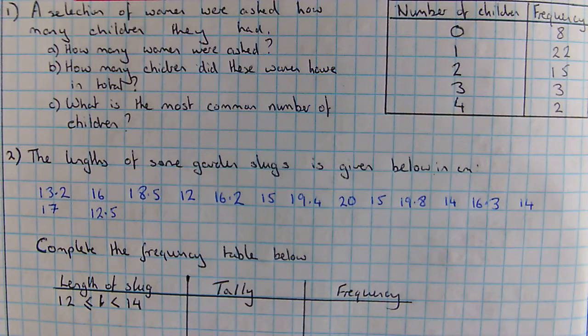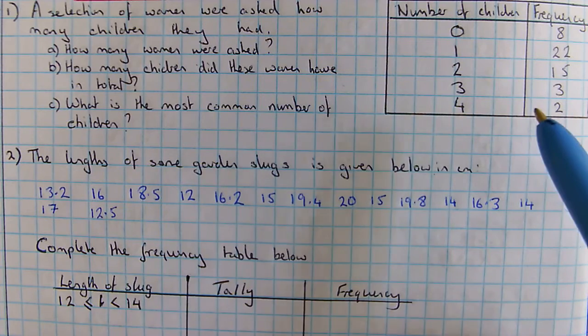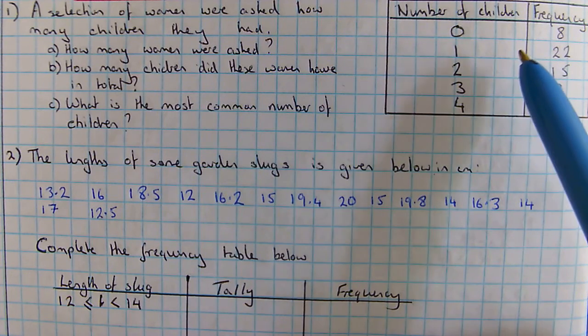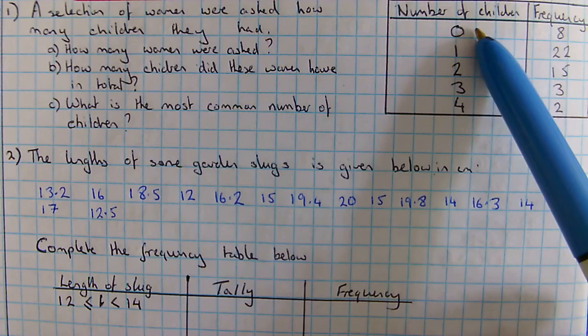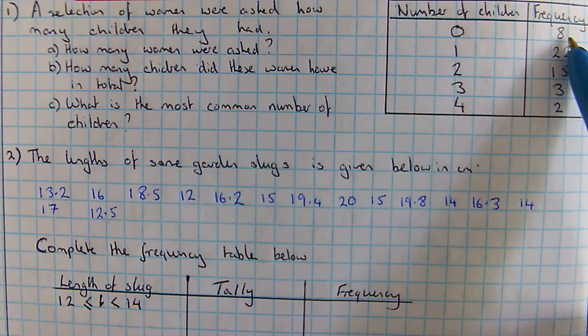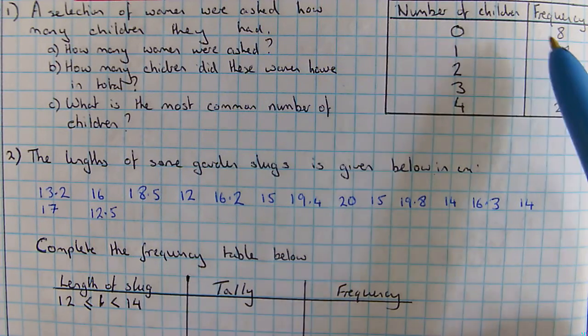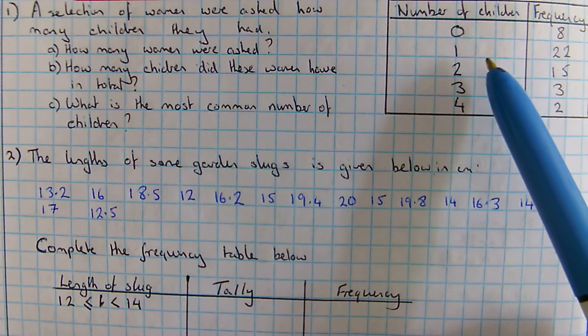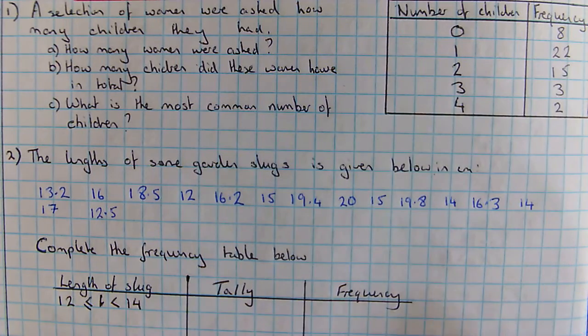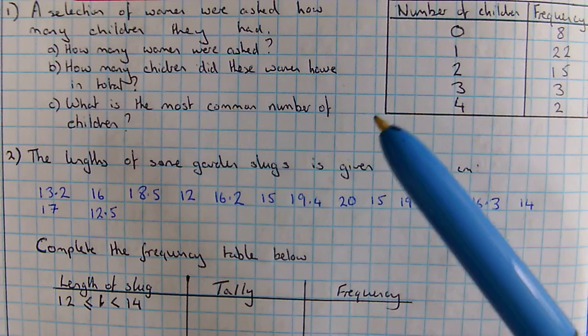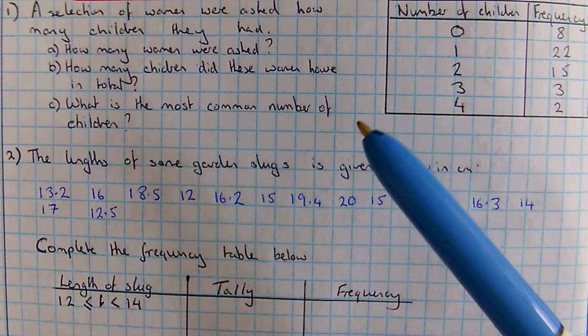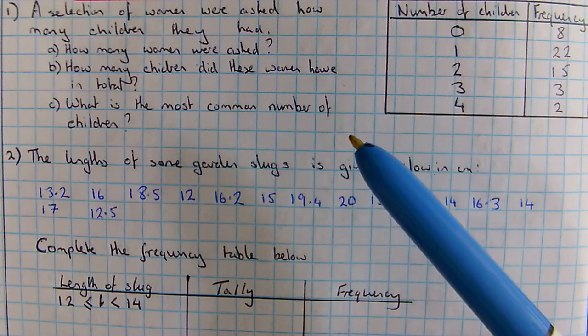Okay, there's only 2 questions for you to do in this exercise. The first is around interpreting this table here, which tells you the number of children each woman has got. So for example, here you've got 8 women who had 0 children. You had 22 women who had 1 child. You need to work out how many women were asked, how many children did the women have in total, and what is the most common number of children for the women to have.